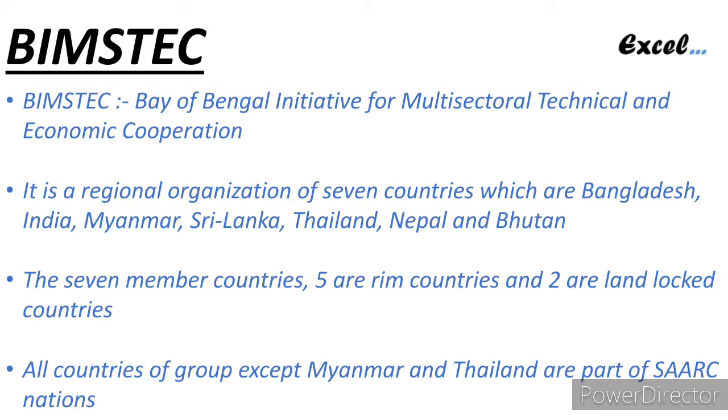The trick to remember BIMSTEC is: B stands for Bangladesh, I for India, M for Myanmar, S for Sri Lanka, T for Thailand, and the rest 2 are odd, which are Nepal and Bhutan, the only mismatch of the 7. Of the 7 member countries, 5 are RIM countries and 2 are landlocked countries.